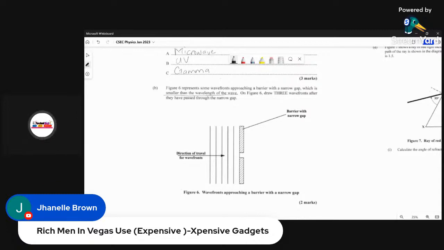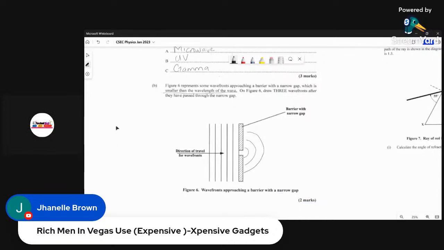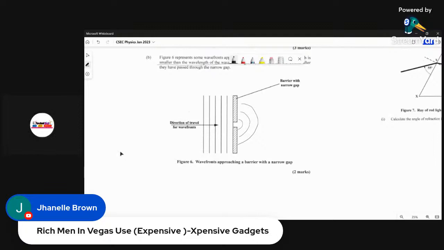Once the gap is smaller than the wavelength, then what will happen is the waves, after passing through the gap, will come out circular. So they will come out looking circular. Now, the wider the gap gets, the more it starts looking less circular and more like straight lines. But once it's smaller than the wavelength, then you end up getting circular wavefronts after passing through the gap. Good? And that would be your 2 marks.